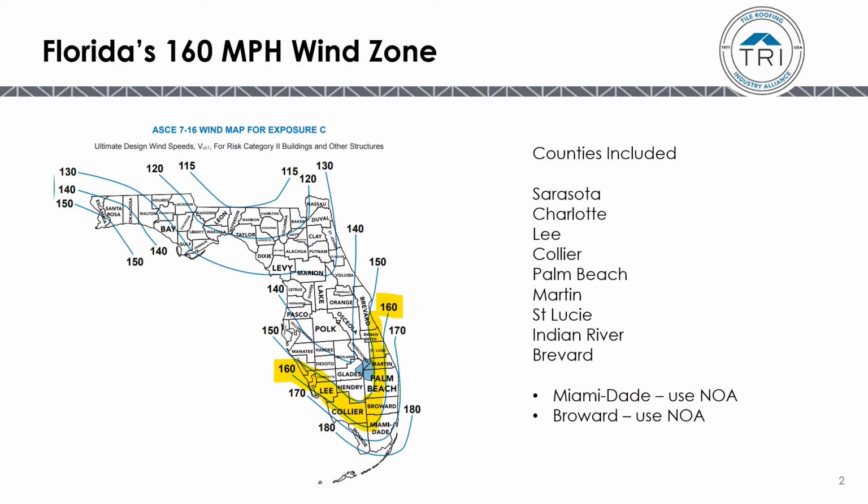Here's the map, which is on page 32 of the FRSA TRI 6th edition, showing the 160 mile an hour wind zone according to the new ASCE 7-16 wind map. You'll notice Miami-Dade and Broward are in that zone, but do not fall under the FRSA TRI 6th edition code. For those areas, use the NOA.